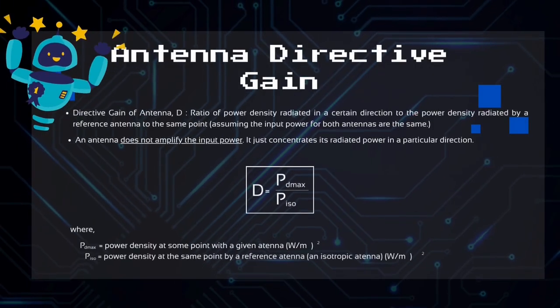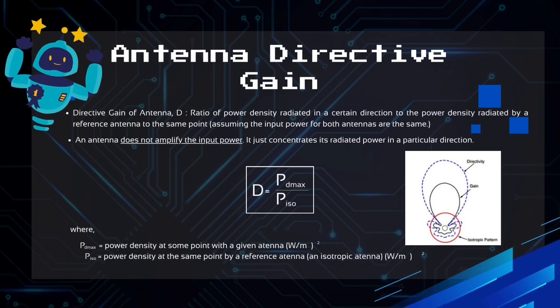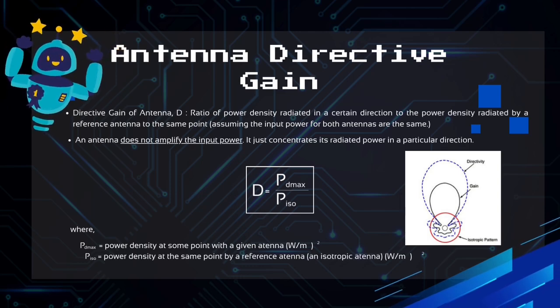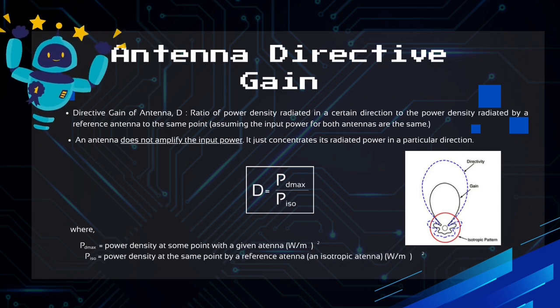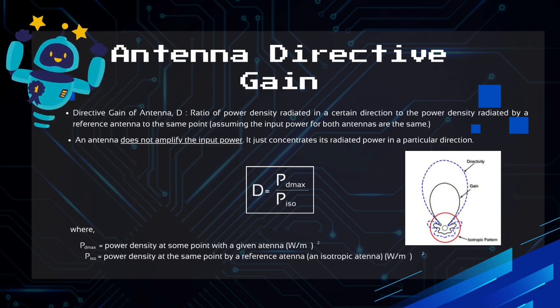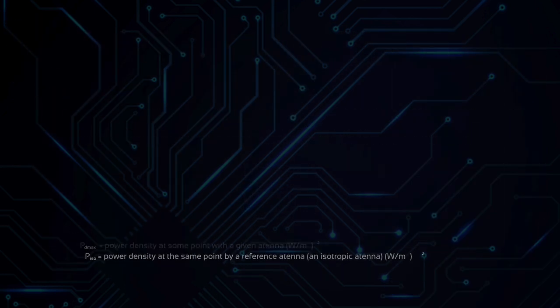Antenna directive gain. Directive gain of an antenna is the ratio of power density radiated in a certain direction to the power density radiated by a reference antenna to the same point, assuming the input power for both antennas is the same. An antenna does not amplify the input power, it just concentrates its radiated power in a particular direction, where D equals PD max divided by P ISO.